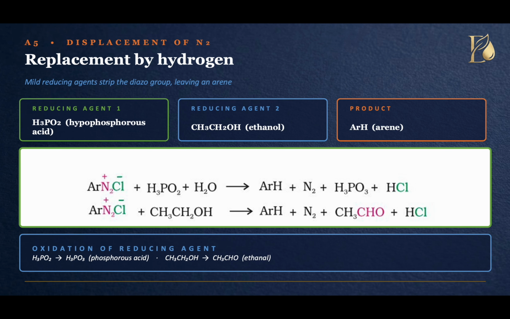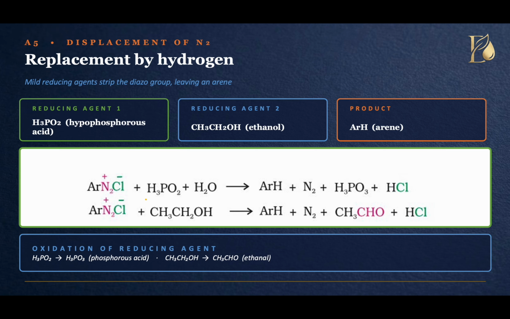Now, the next reaction is conversion of diazonium salts into simple benzene derivatives by replacing the diazo group with a hydrogen atom. We have discussed introduction of chlorine, bromine, iodine and fluorine. Here we are going to discuss conversion of diazonium salts into the benzene ring or simple aromatic compounds, replacing the diazonium group by hydrogen. We can do this by mild reducing agents such as hypophosphorus acid or ethanol.